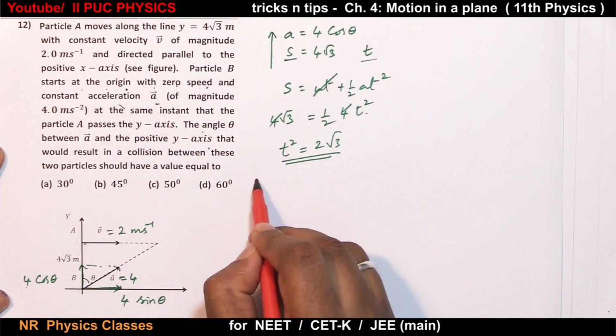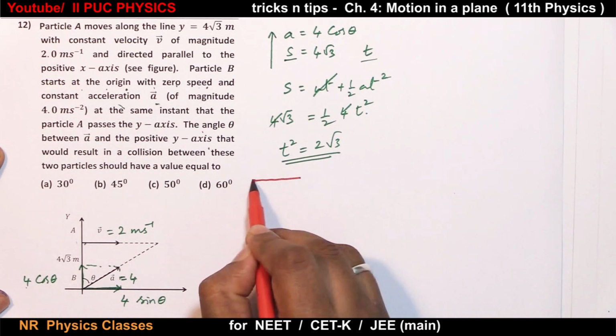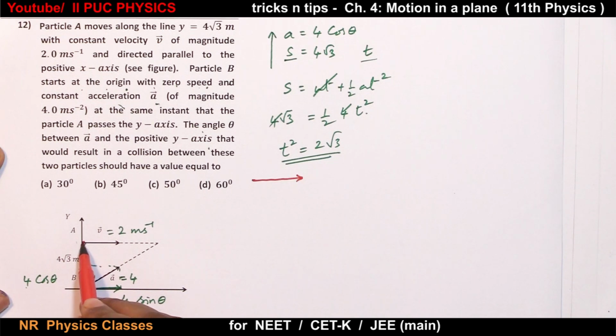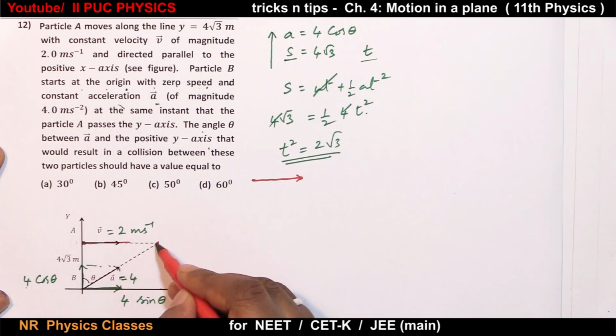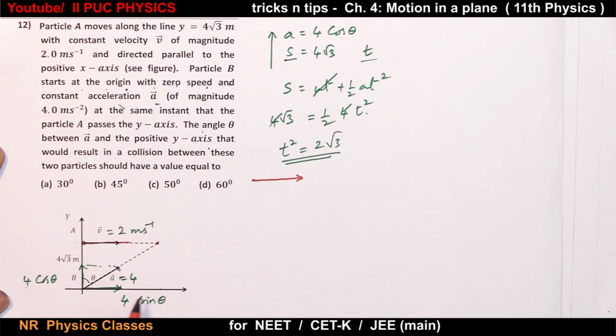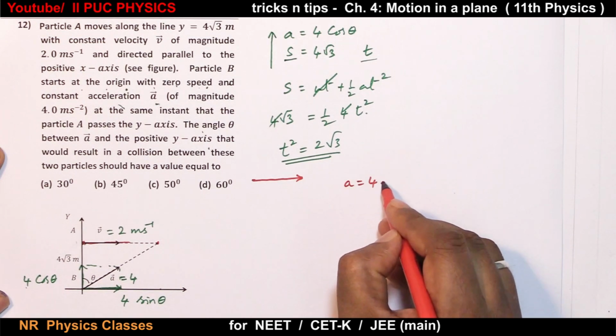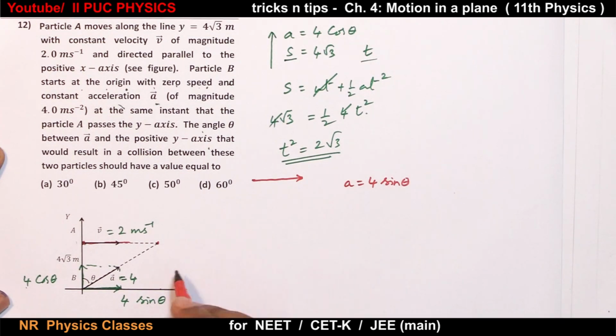Now let me consider motion along the x-axis. By the time A reaches this point, B should also reach the same distance. Thereby B can hit A. There can be a collision between B and A. So along the x-axis, acceleration is 4 sine theta. This is for B.